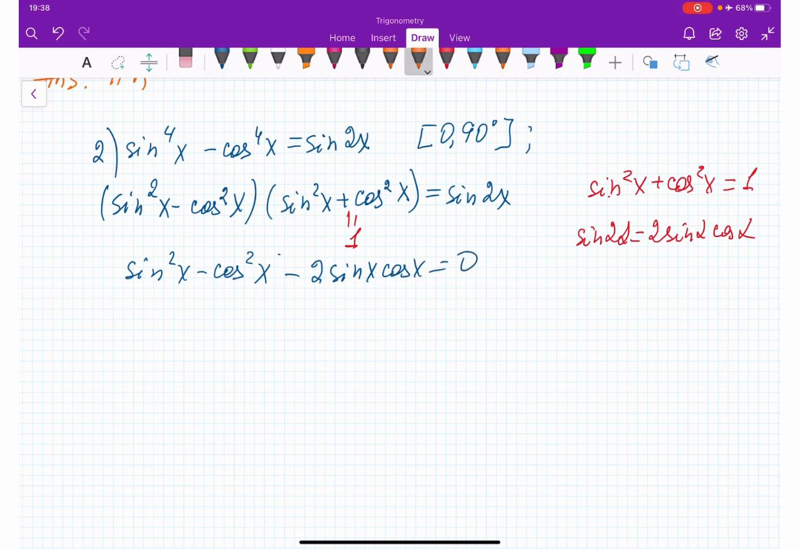Next, the problem is I have here sine x multiplied by cosine x. It will be difficult to get rid of, and I have too much of a mixture of sine and cosine. Therefore, the only way I am looking here is dividing by cosine squared.